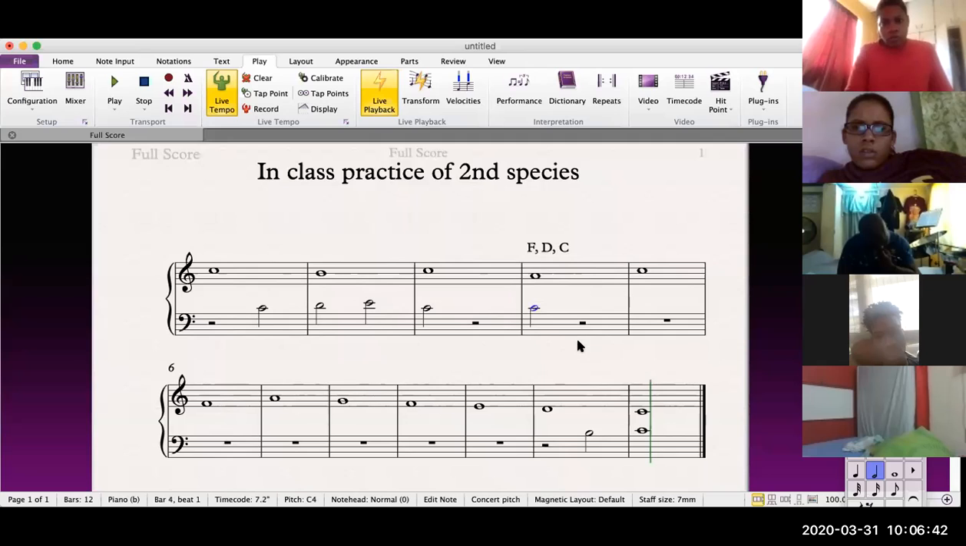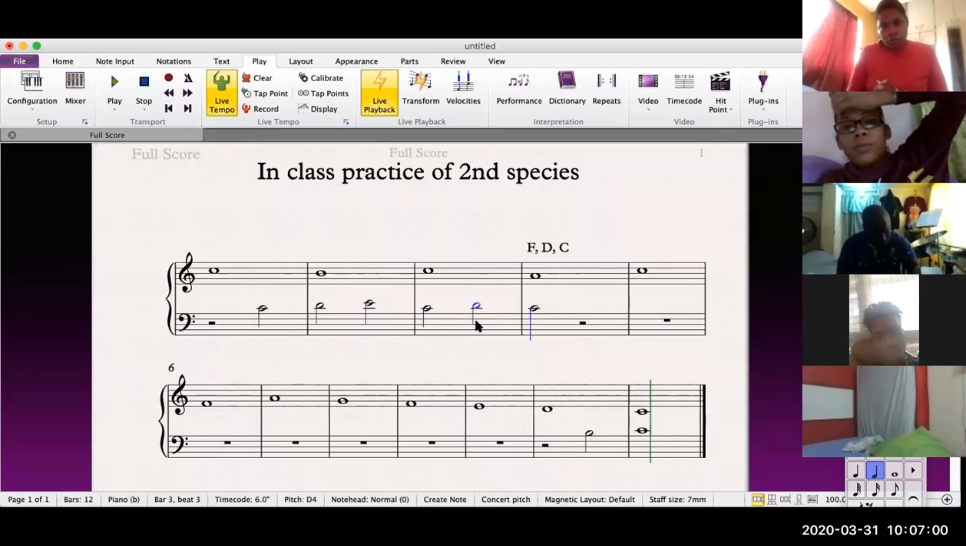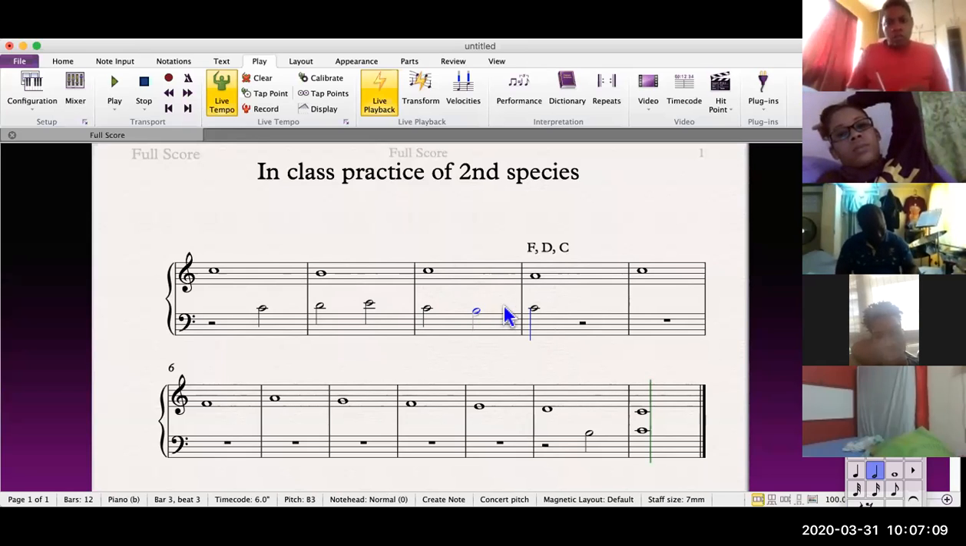Now, what if we did the C? We've got two C's here, so we can do a lower neighbor or upper neighbor. Could do either. So which one of those would be better? Well, you might see that this is moving down and now moving down here. So if I go like that, now I've got contrary motion. So that's probably better. Is that making sense?